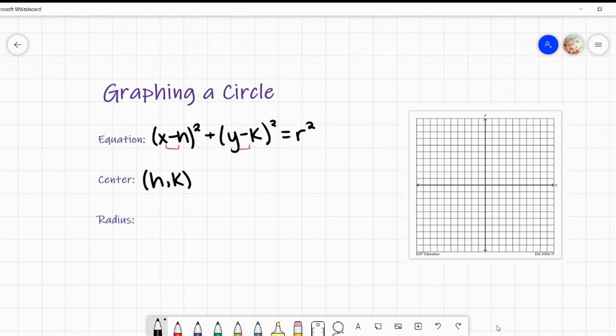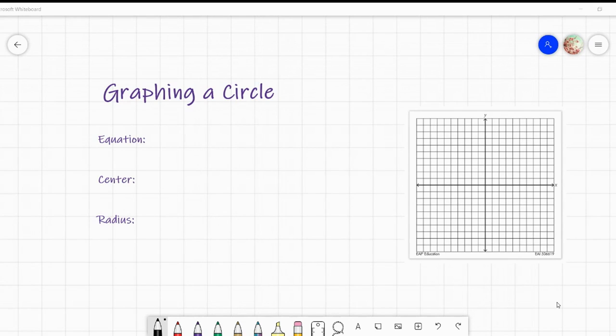And then we derive our radius from this right here, r squared. So your radius is not going to be whatever is in this position, it will be the square root of that. So if we have 25, make sure you know that that equals r squared, not r. So our radius is just r, and that would be the width in every direction of our circle.